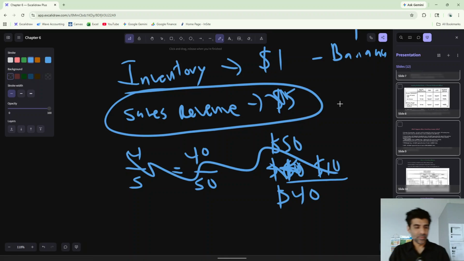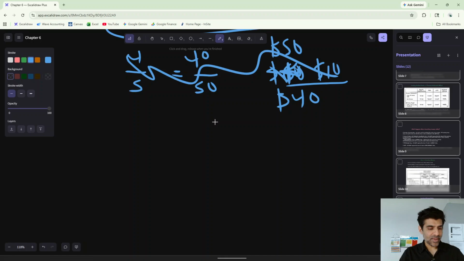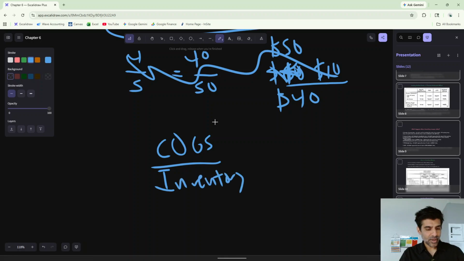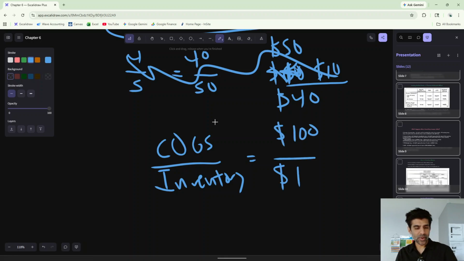100, right? So what this is trying to see is that cost of goods sold divided by your inventory is going to give you a sense of how many times you've turned that inventory over to generate sales. So in this case, it would be 100 over $1. This is my inventory of one banana. This would represent the 100 I sold.